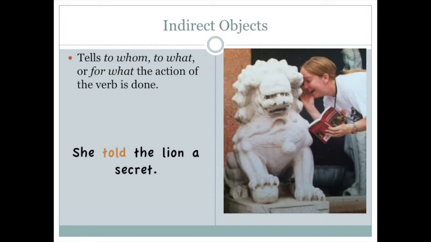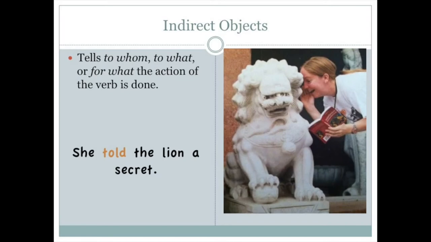Now this sounds a little bit confusing, so let's look at an example. Check out the picture on the screen. The sentence in the caption says, "She told the lion a secret." So first I'm going to find the direct object and ask myself, told what? Well, she told a secret, and secret is a noun, so that's our direct object.